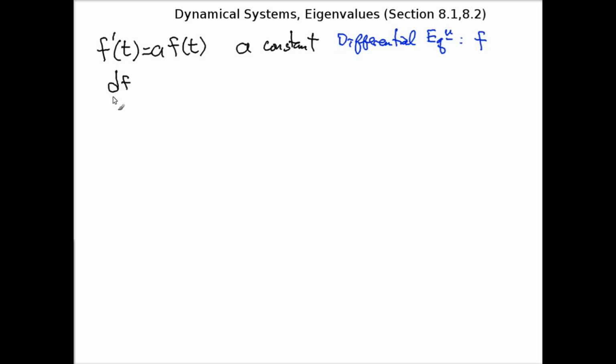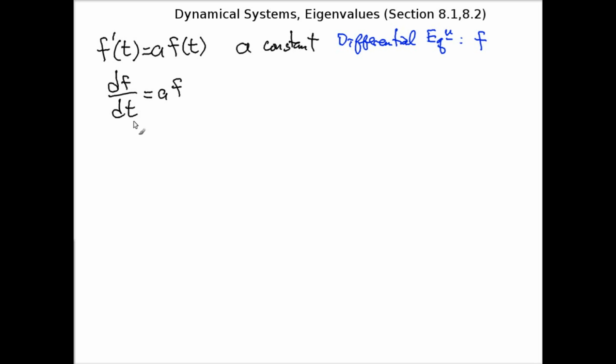So the basic idea is we're interested in solving differential equations, and a typical differential equation of the form f prime of t is equal to a f of t, where a is some given constant. And this is a differential equation for the function f. What that means is it involves the differential. This f prime is just another word for df dt.